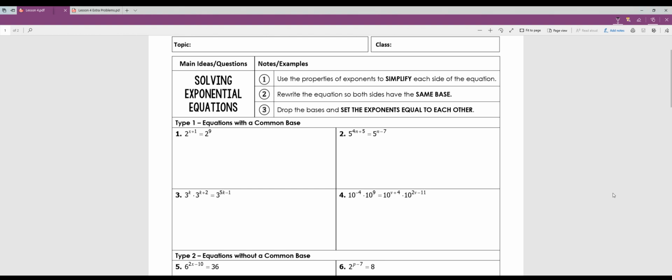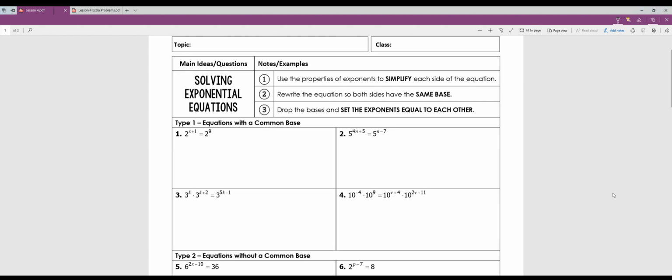Okay, lesson number 4, solving exponential equations. This is actually a little bit easier than it looks. So we follow 3 steps. The first is to use properties of exponents to simplify, and we'll refresh those if you don't remember. Then we rewrite the equations so that we have the same base. Now remember, the base is the number that's raised to the exponent.